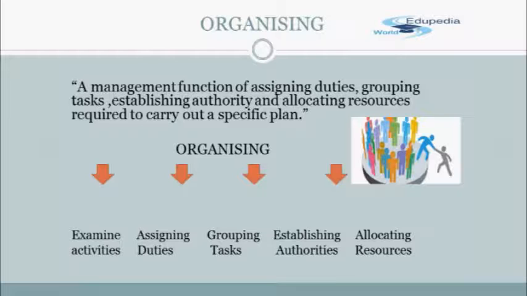Number 4 is establishing authorities, and last is allocating resources. So these are the activities involved in organizing. Different kinds of business require different structures according to the nature of work. It decides who will do a particular task, where it will be done, and when it will be done. This is what organizing is.